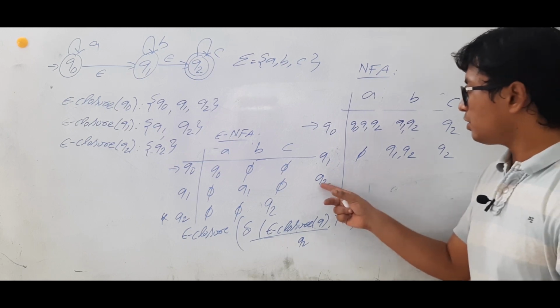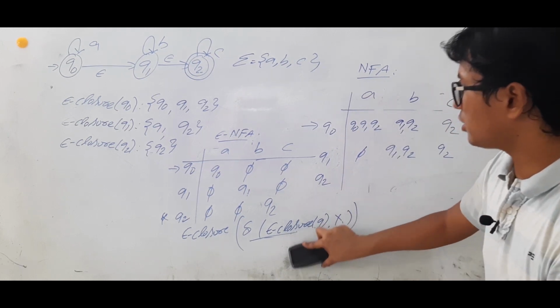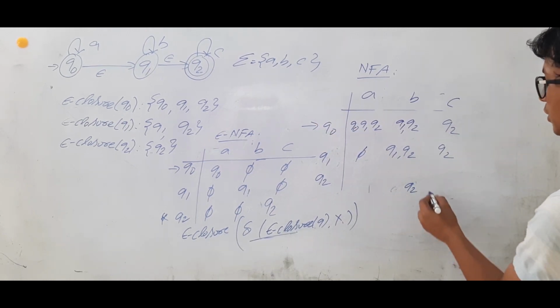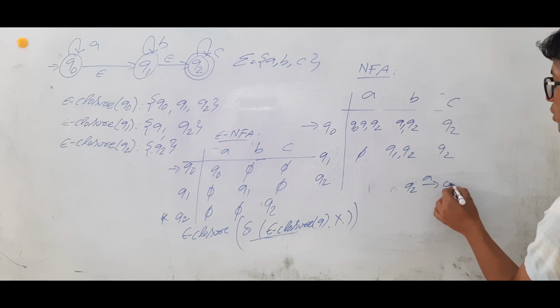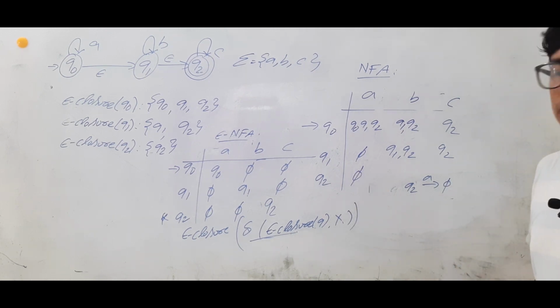Now, Q2 on A I need to calculate. First, I need to calculate epsilon closure of Q2. Epsilon closure of Q2 is Q2 alone. Is Q2 on A going anywhere? No. So, epsilon closure of nowhere is nowhere. Is it clear?